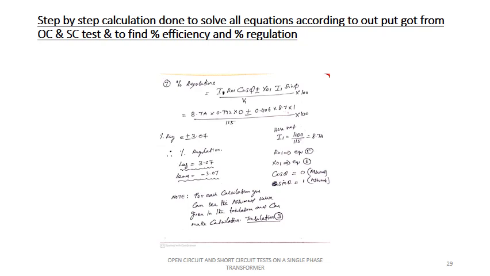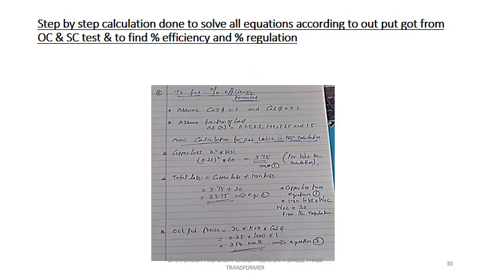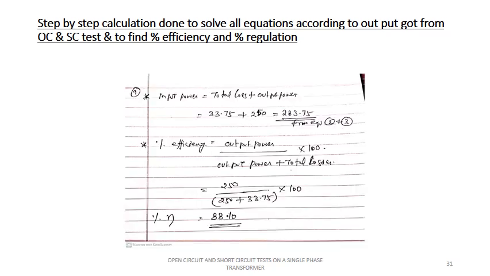And to find the percentage efficiency, here also see, we assume cos theta equal to 1 and cos theta equal to 0.2, and for one data it is calculated. The total loss, output power and copper loss are calculated, and input power and percentage efficiency are calculated.